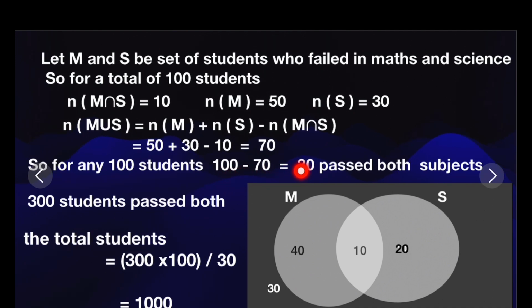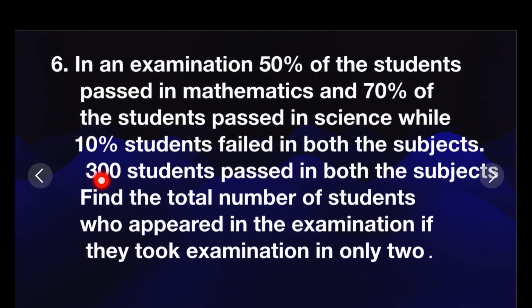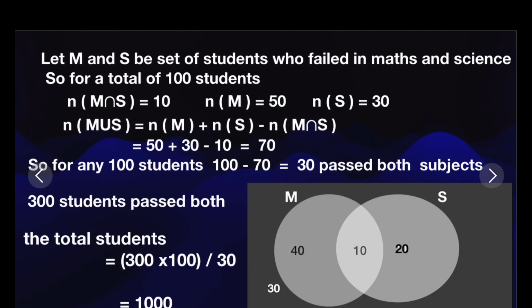So 30 students. The sum says 300 students have passed. So if there are 100 students, 30 would have passed. But 300 students have passed. So how many are the total number of students? If you multiply like this and divide by 30, you will get 1000. And you can do the Venn diagram like this for better understanding.